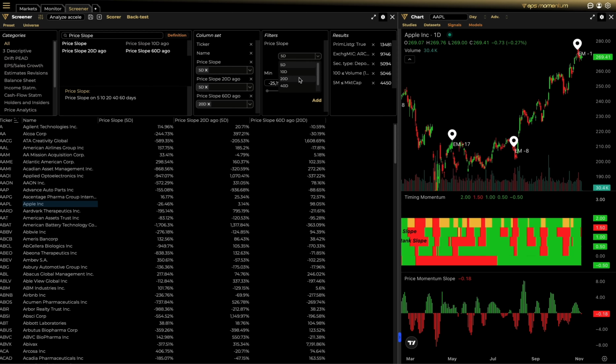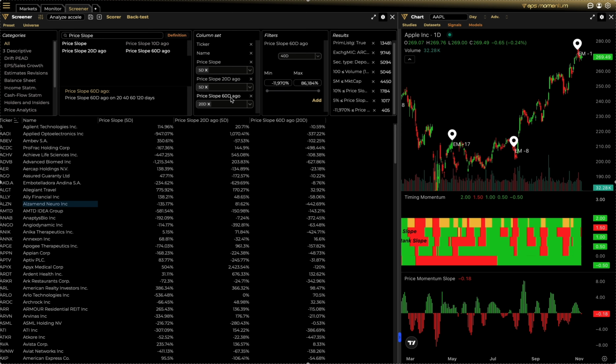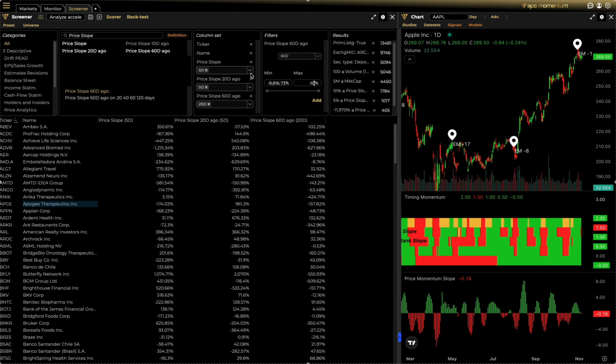For the current day, we'll set the 20-day slope to be strongly positive, for example, plus 10%. That's a significant move. For the 20-day point, we'll choose a slightly longer period, around 40 days, and set it to be positive as well, at least plus 5%. Then for the 60-day point, we select price slope 60 days ago and set it to be clearly negative, around minus 10%. Let's also filter it here.